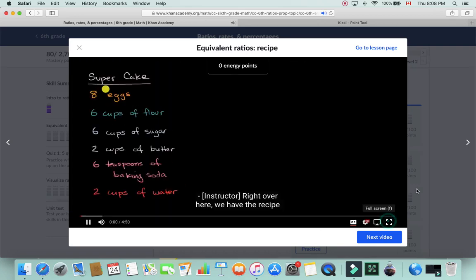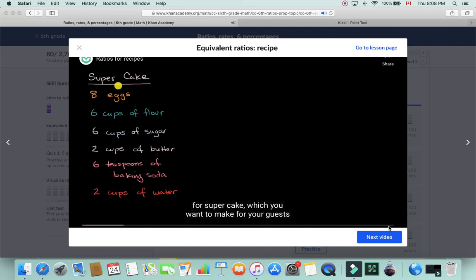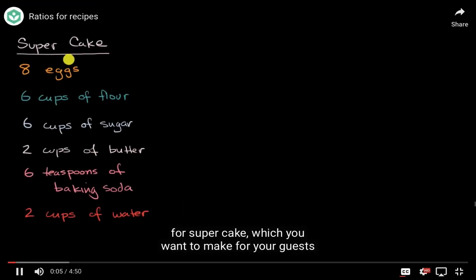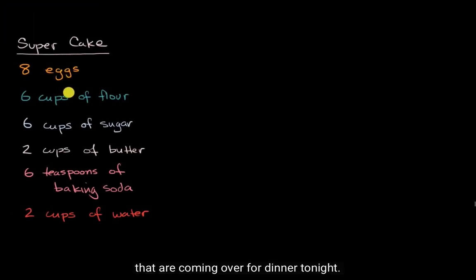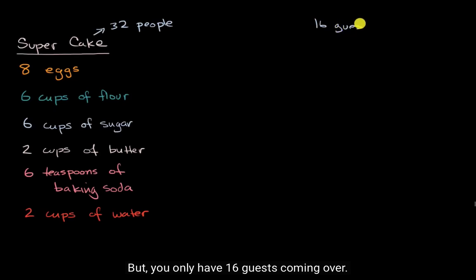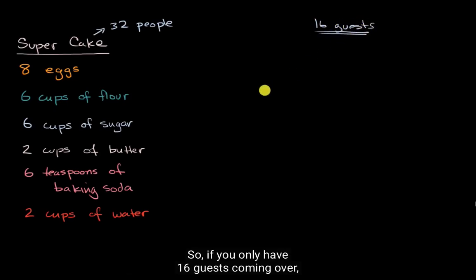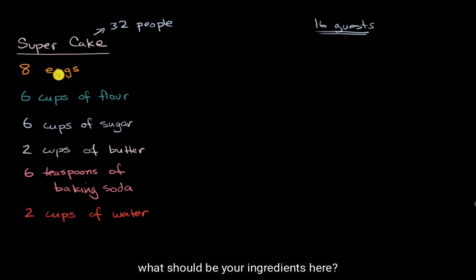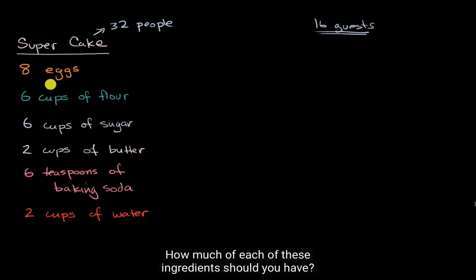So right over here, we have the recipe for super cake, which you want to make for your guests that are coming over for dinner tonight. But this recipe right over here is for 32 people. This would serve 32 folks. But you only have 16 guests coming over. So what should your ingredients be? How much of each of these ingredients should you have? I encourage you to pause the video and think about it.